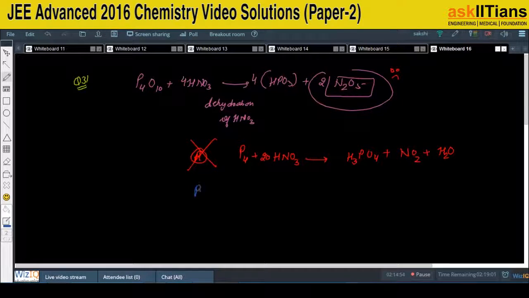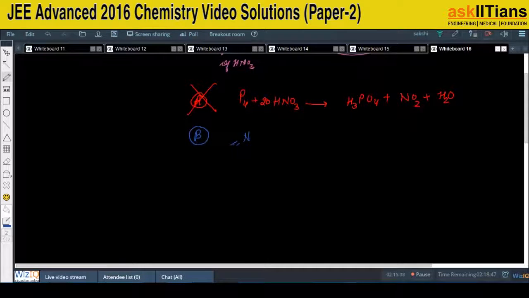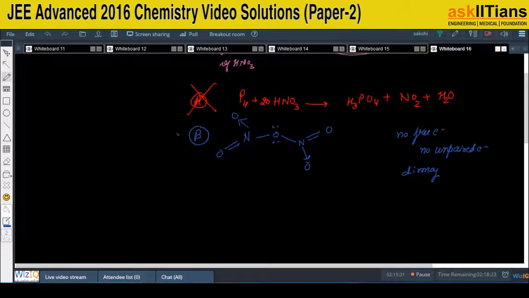Now if we go for option number B, option number B says that N2O5 is diamagnetic in nature, and that's a well-known fact. The structure of N2O5 will be something like this. Okay, let me draw the structure. So you have N double bond O and then you have O. It should be forming a bond with O, so it should be like N, and then you should have double bond O and then you have O. That means there will be no free electron, or let's say no unpaired electron will be present, and hence you can say it will be diamagnetic in nature. So option number B is correct.